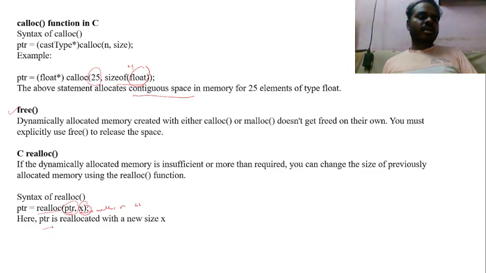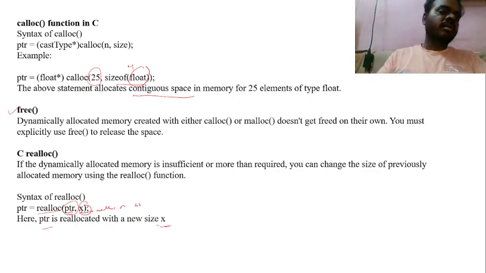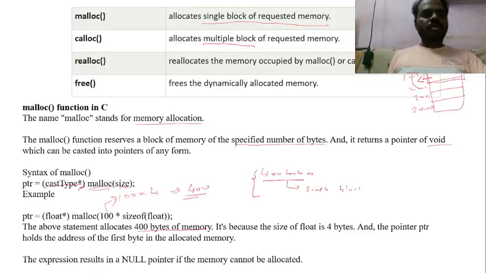ptr is nothing but it will reallocate the memory with the help of x data. x is already allocated with the help of malloc and calloc. It's all about what is malloc, calloc, realloc and free.